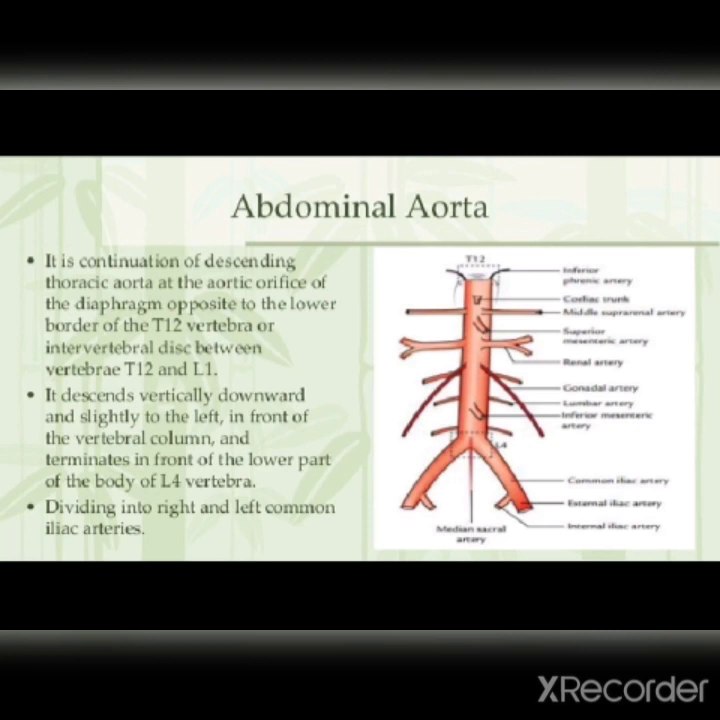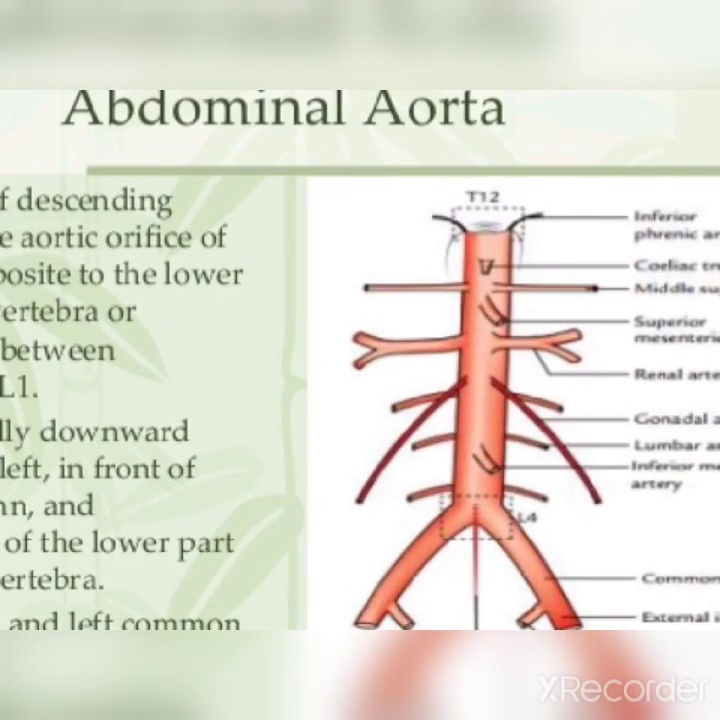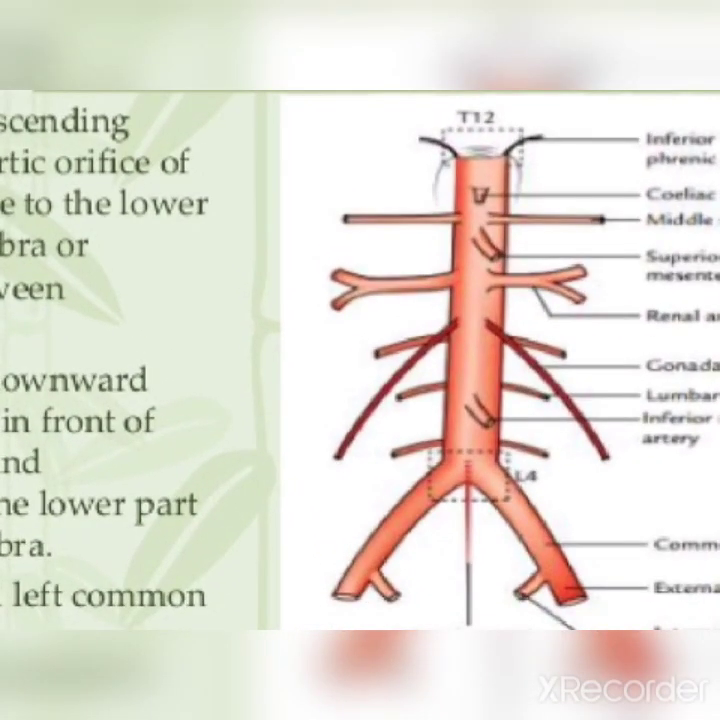As you can see in the picture, this is the descending aorta. This is the T12 level, and the intervertebral disc between T12 and L1.